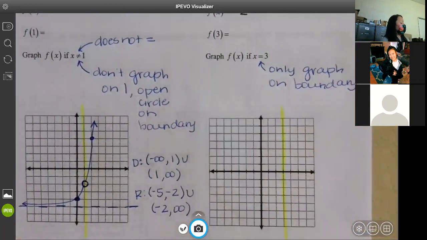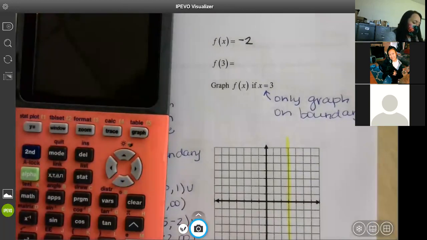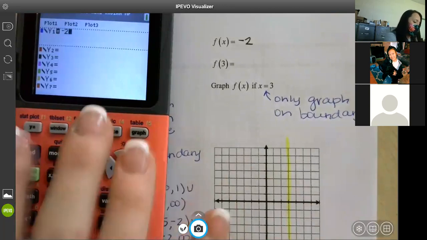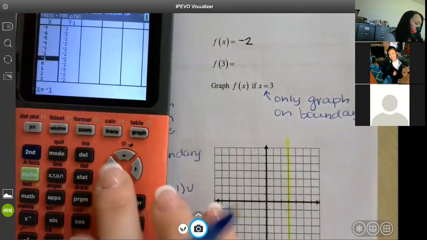If we only graph on the boundary, what is our graph going to look like? Kind of a trick question, but it's not. Just 1 point. Yes, just 1 point. So again, I'm going to use my calculator for that. I shouldn't have to use my calculator for this one, but I'm going to show you just in case you have to put a function in. You should already know it again, but it's okay.